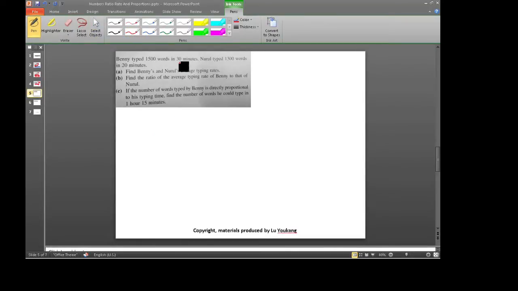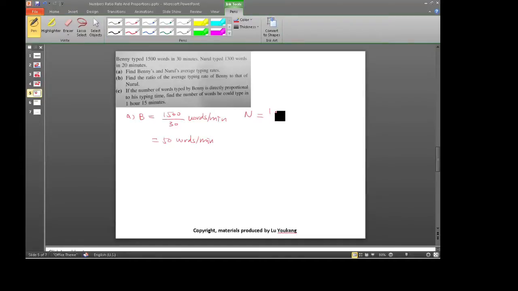It says Benny typed 1500 words in 30 minutes. Nurul typed 1300 words in 20 minutes. Part A, asked to find Benny's and Nurul's average typing rates. Therefore, B equals to 1500 over 30 words per minute, and B denotes Benny. Therefore, simplify this 1500 over 30, we get 50 words per minute.